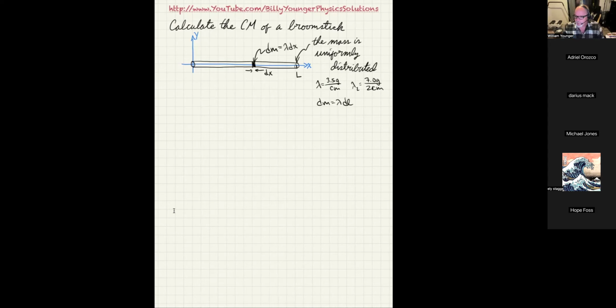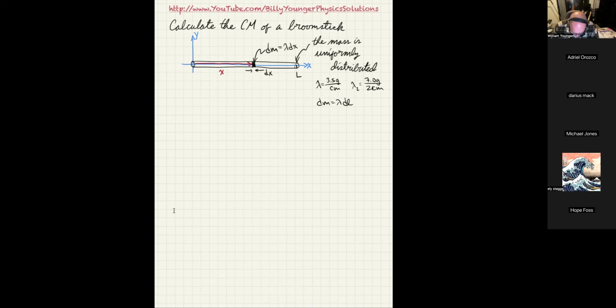Of course, you'd normally use kilograms per meter, but whatever you use, if you're consistent with your units, it should work out. Additionally, I'm also going to say that the position of that particular mass element is over a distance x, because obviously it's measured along the x-axis.